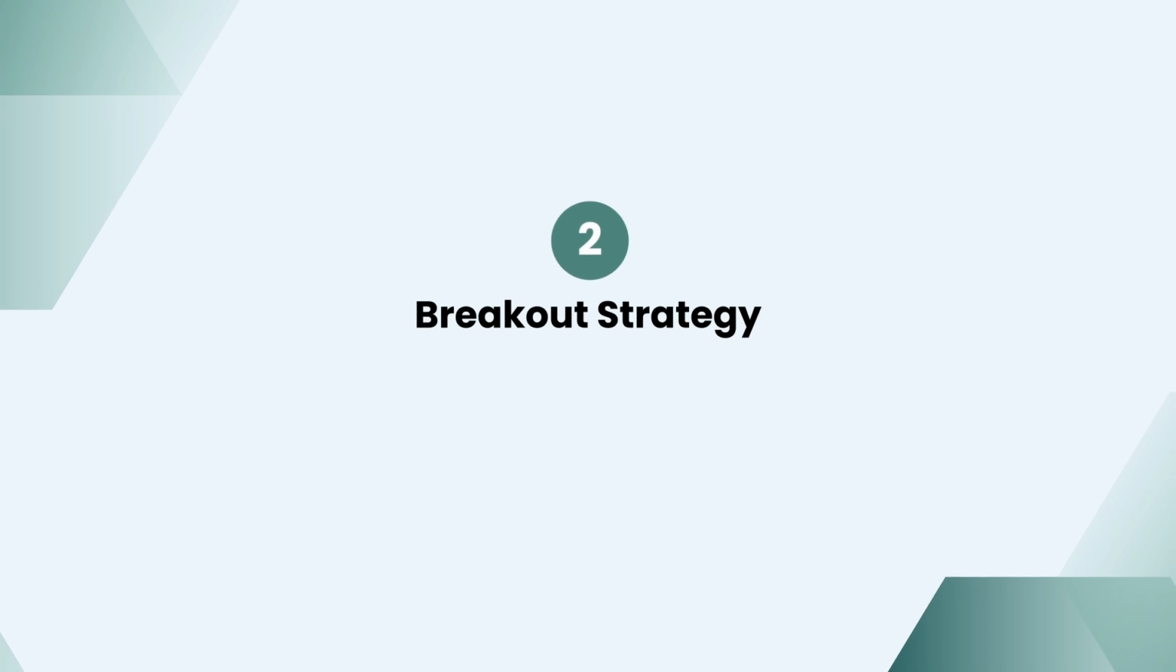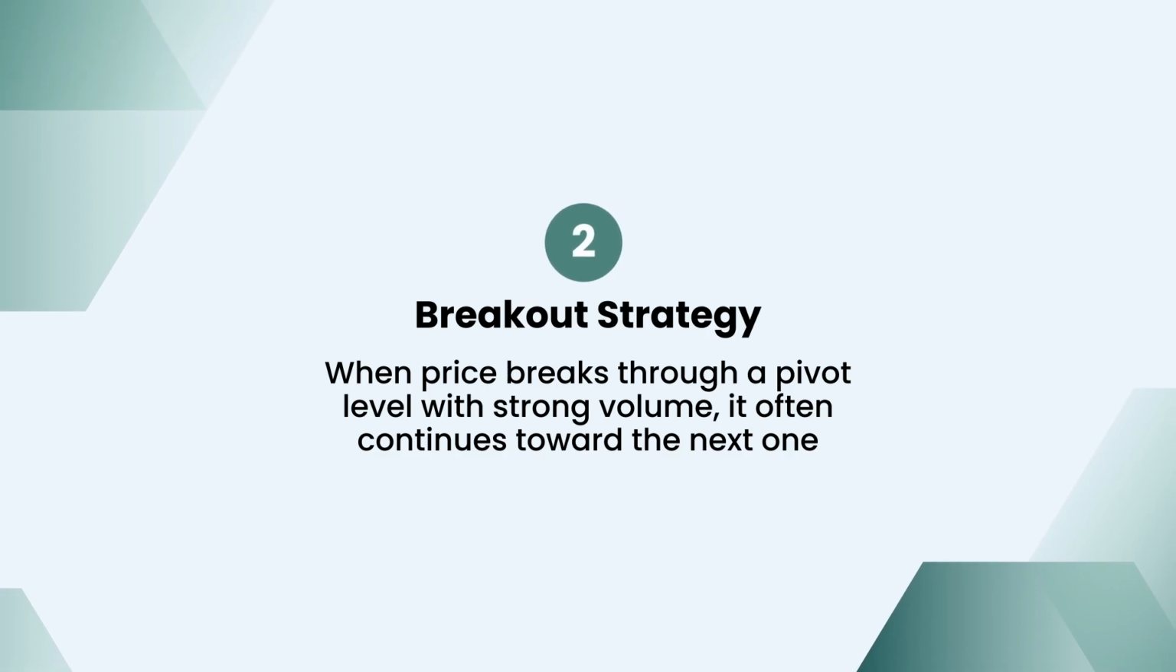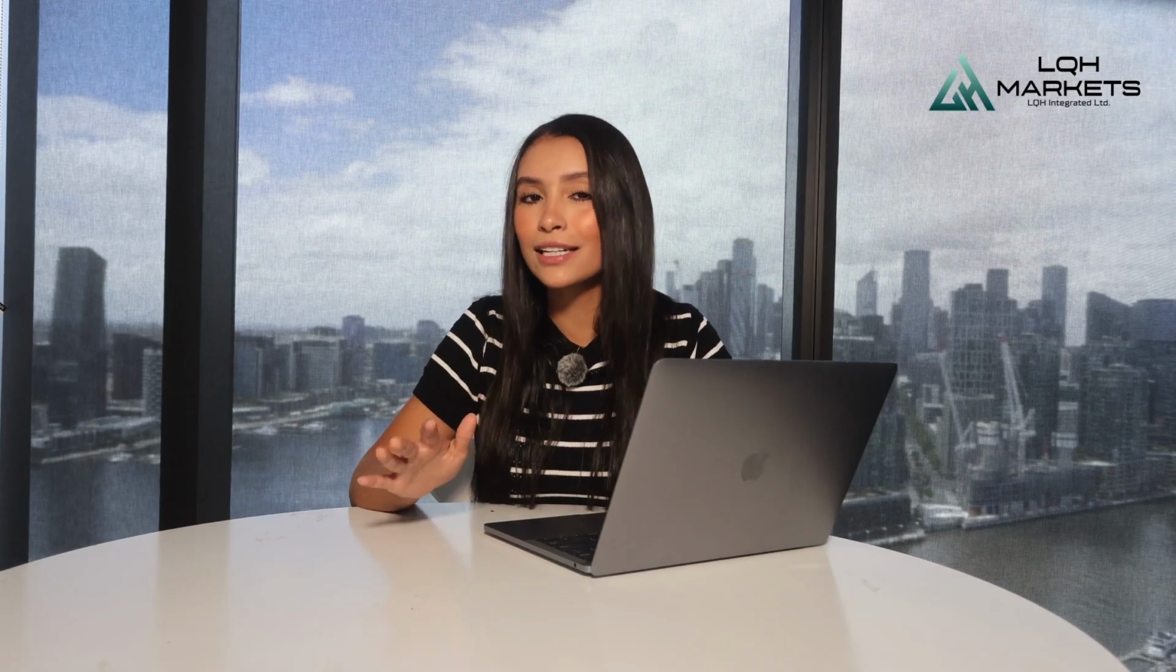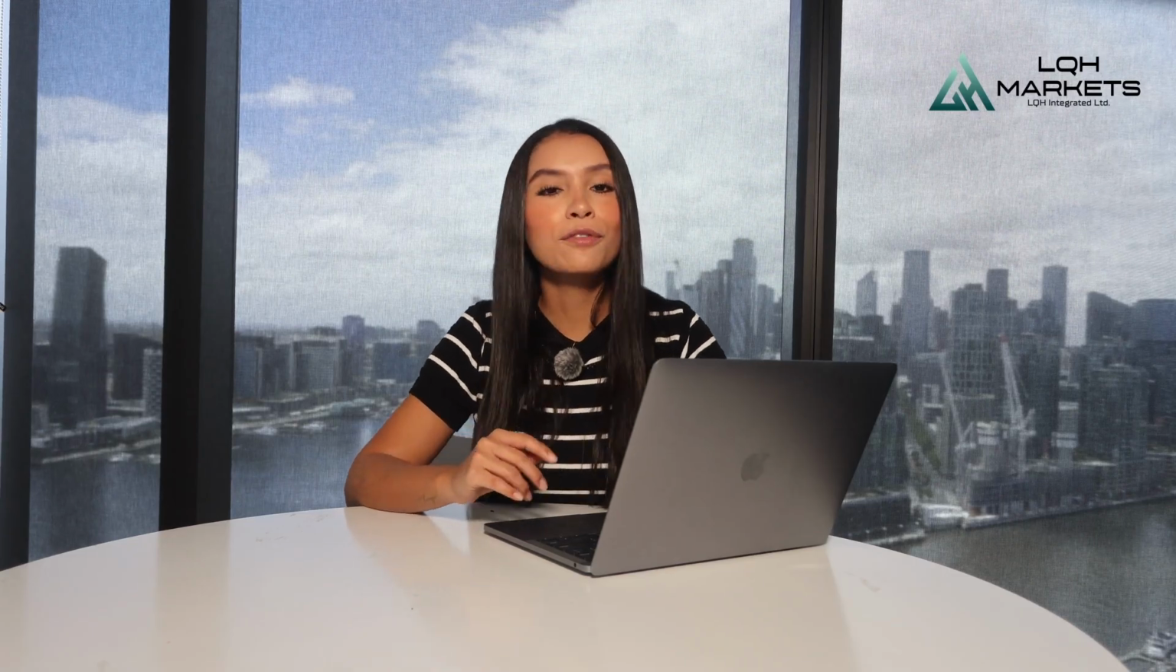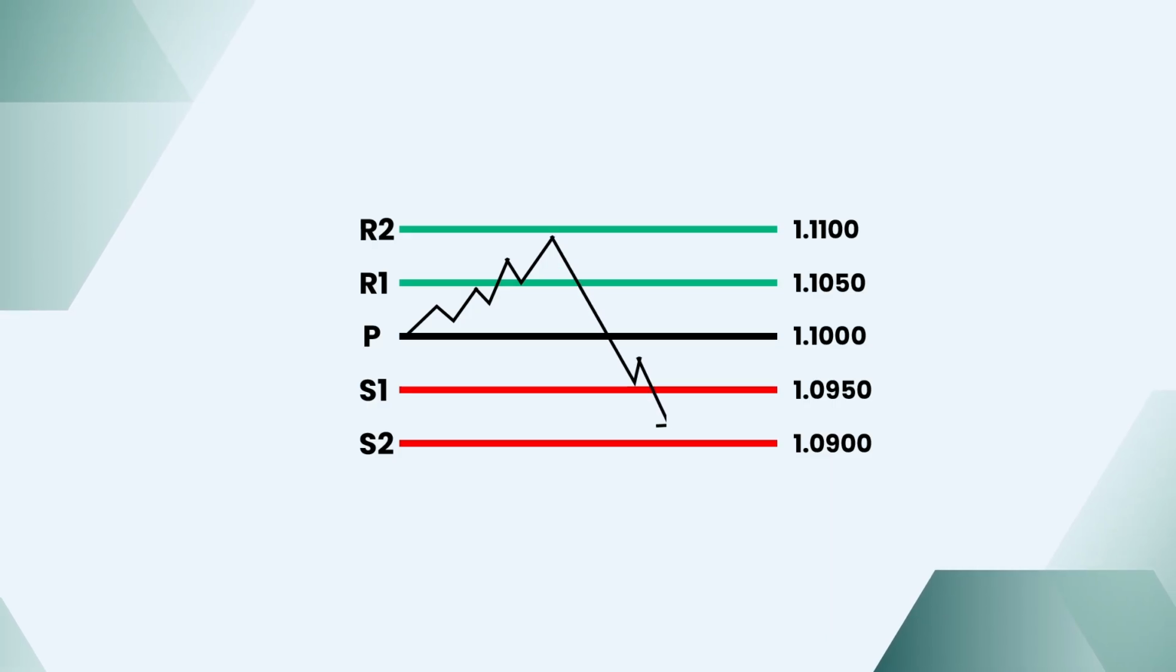The second is the breakout strategy. When price breaks through a pivot level with strong volume, it often continues towards the next one. This strategy is ideal for trending days. For example, price breaks above resistance 1 with momentum. Next target is resistance 2. Breaks below support 1, next stop is support 2.